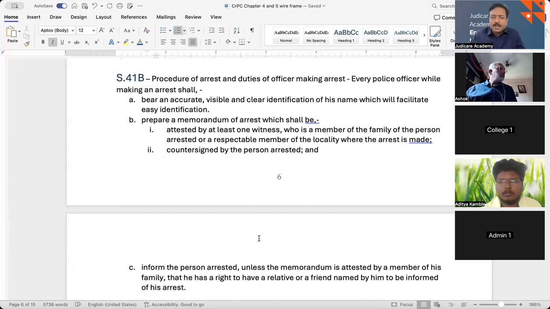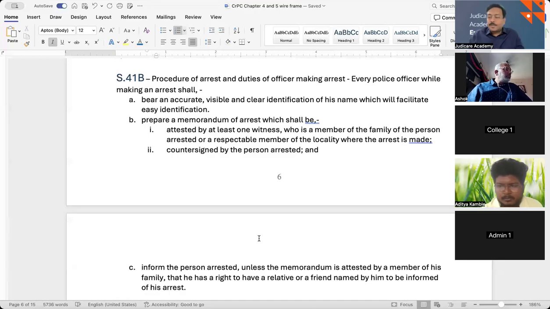And inform the person arrested, unless the memorandum is attested by a member of his family, that he has a right to have a relative or a friend named by him to be informed. So if the person is being arrested in the presence of a respectable member of the locality, which means there is no family or friend around, the person has a right to ask the police to inform one person of his choice about his arrest.